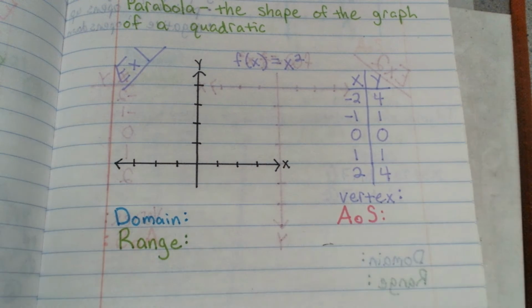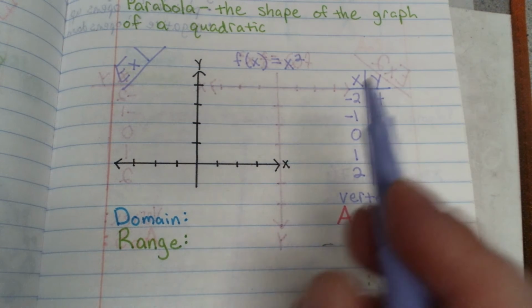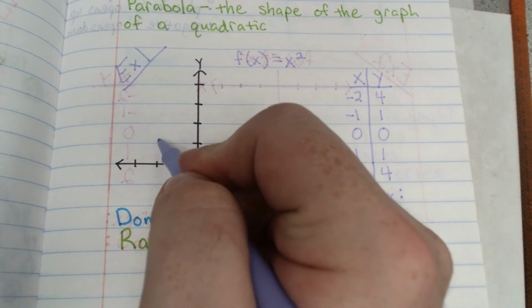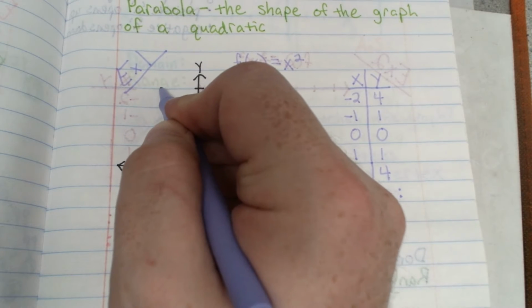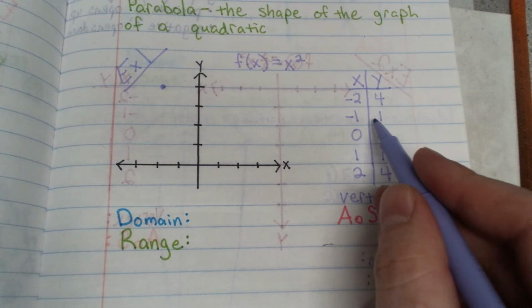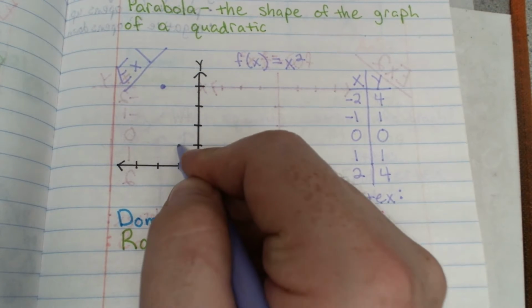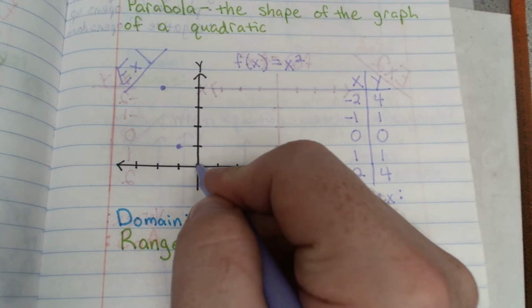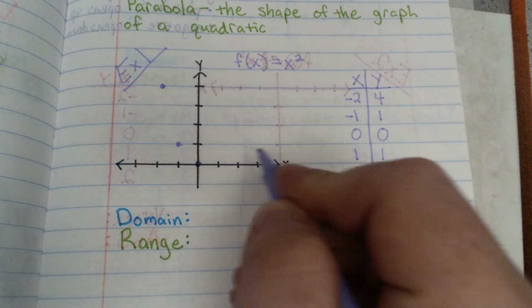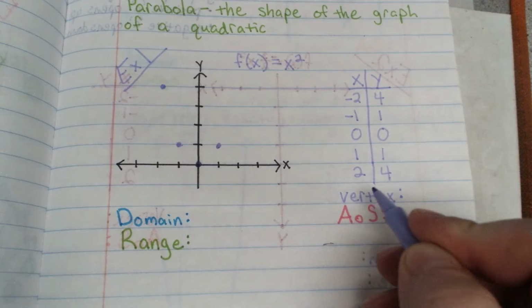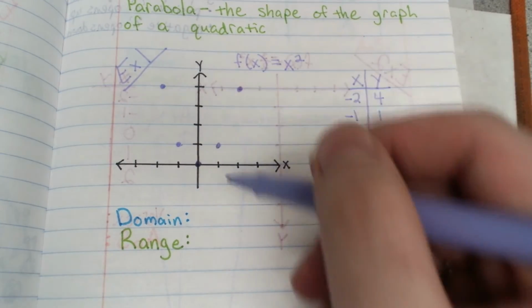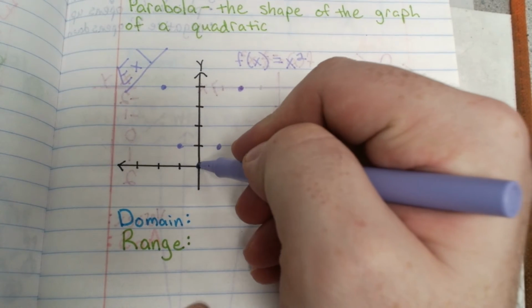And then I can put these points on my graph over here. So we've got -2, 4. So remember x first. So we go -2, +4, -1, +1, 0, 0, 1, 1, and 2, 4. Now I'm going to connect these.